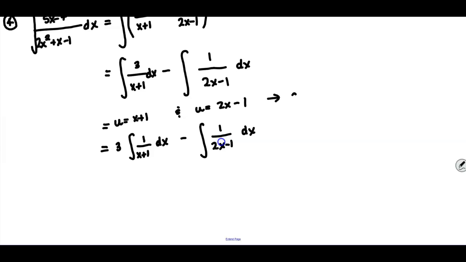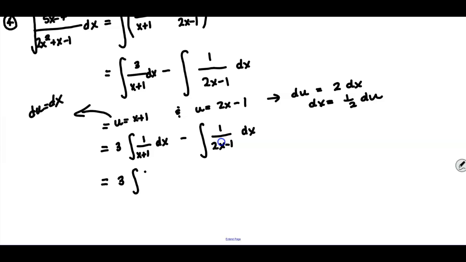And so here we know that du is going to equal 2 dx, and therefore dx is going to equal 1/2 du. And over here, du is going to equal dx. So that's going to allow us to get the following. So we're going to have 3 times 1 over u du minus, factoring out the 1/2, 1 over u du.